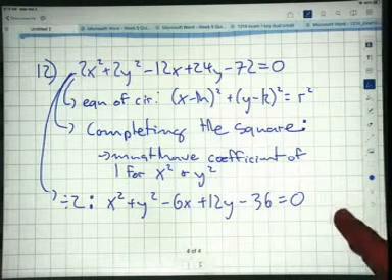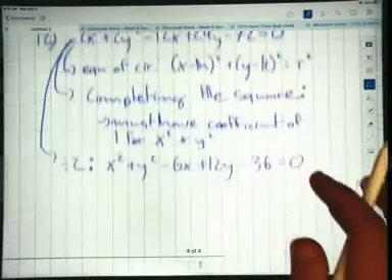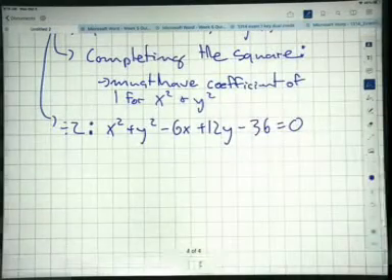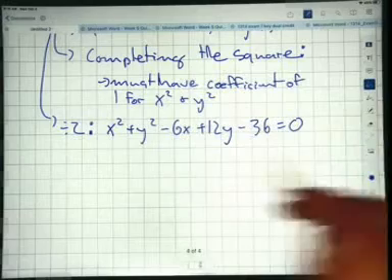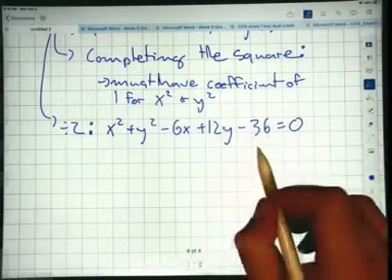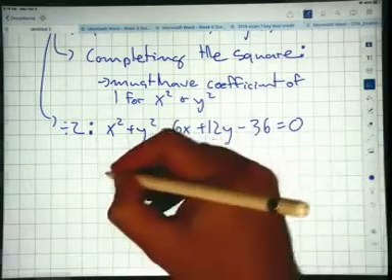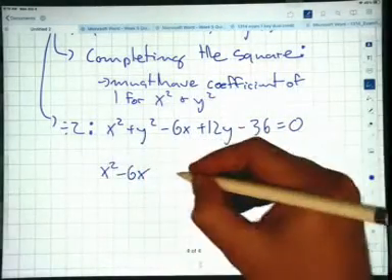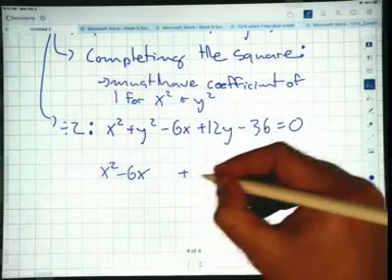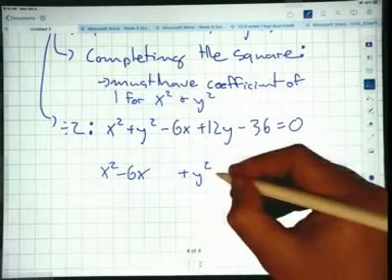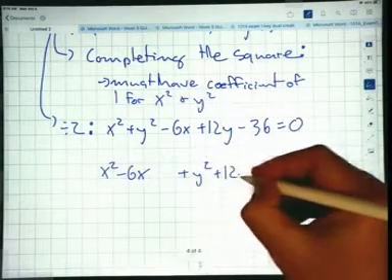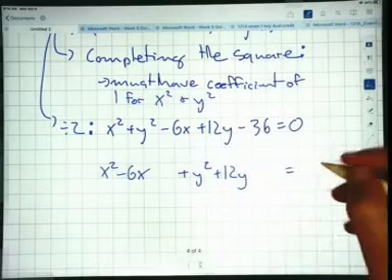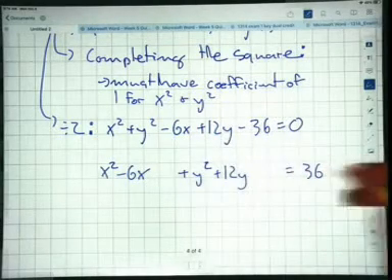Now we can proceed. First thing I'm going to do is group my x's and y's together, and get this constant to the other side. So I have x squared minus 6x, I'm going to give myself a little bit of space, plus y squared plus 12y, and this is equal to positive 36.